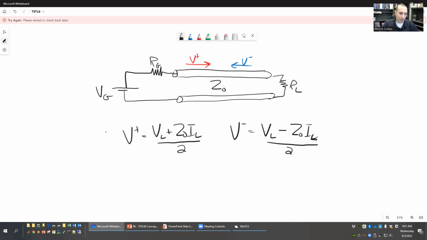All right. So now we're going to consider a situation where at t equals 0, there's a switch here that's going to open. When that switch opens, it's going to detach the source from the rest of the circuit. So we're no longer going to be pumping in that V positive anymore. So let's consider what's going to happen in this case.